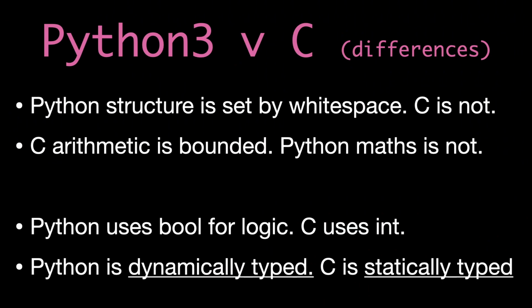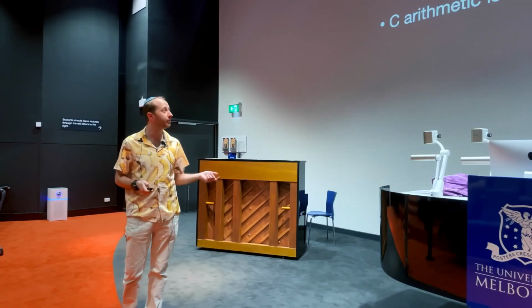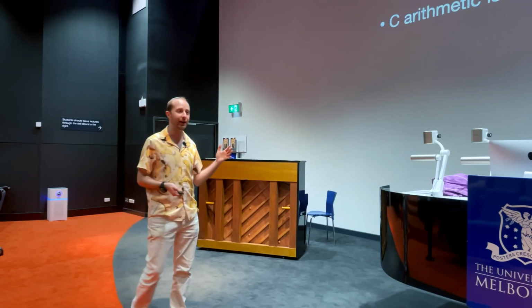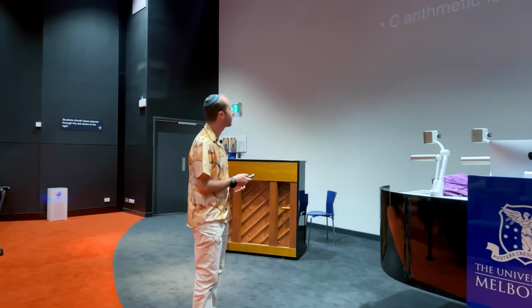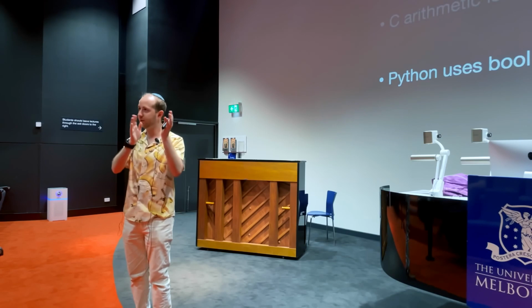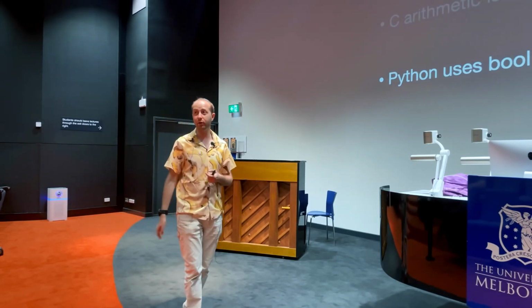C arithmetic is heavily bounded, so we have the limitations of the finite representation of numbers inside the computer. Python doesn't really have this limitation, at least not in a sense that you would encounter in everyday programming. Python uses bool for logic to represent true and false, so you have the value true and the value false in Python. In C, we just use 0 and 1.